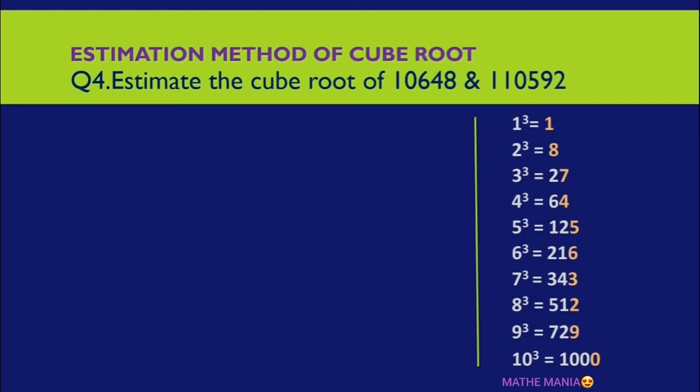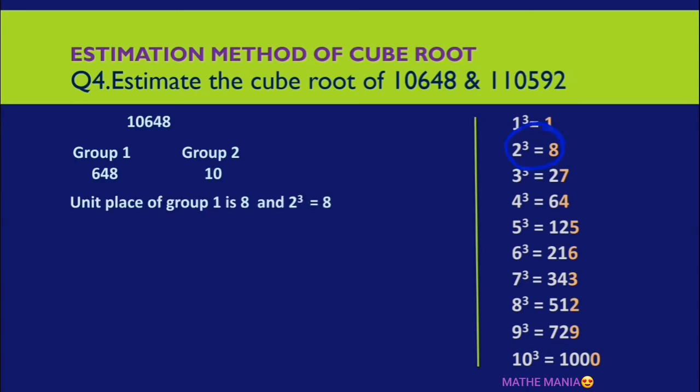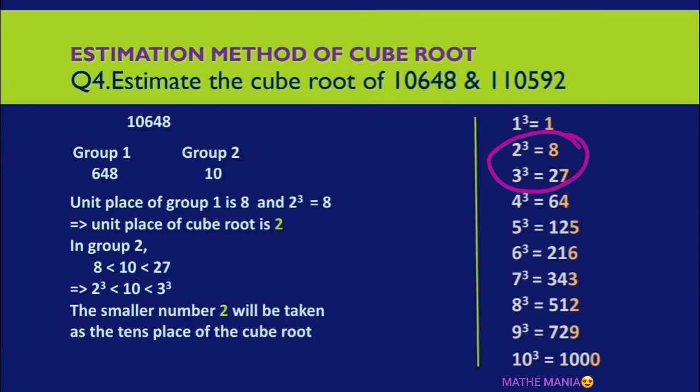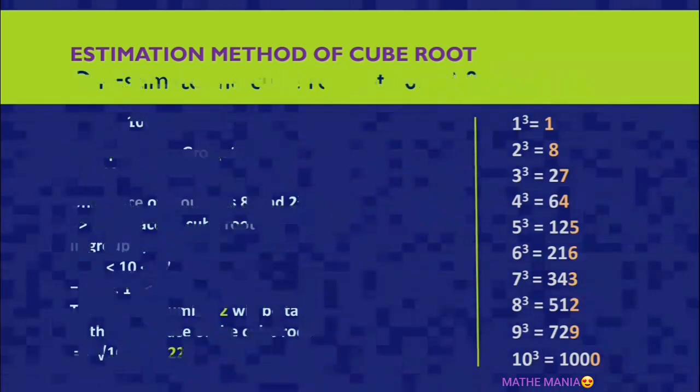If you have completed the answers, then let us quickly discuss. The first number was 10,648, and so the first group is ending with 8. 2 cube ends with 8. This way we get that the unit place of this cube root will be 2. The second group is 10, which lies between 8 and 27. That means it lies between the cubes of 2 and 3. So we will take the smaller number 2 as the tens place, and hence the cube root of this number is 22.